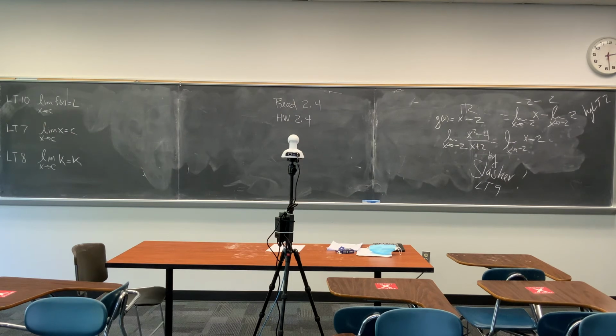Okay, so what would the limit as x approaches a of f of x equal? And I'm helping you by pointing to the answer. 3. And what would the limit as x approaches a of g of x equal? 3. What is 3 minus 3? 0. It's 0. Nice. Okay, let's try the next one.